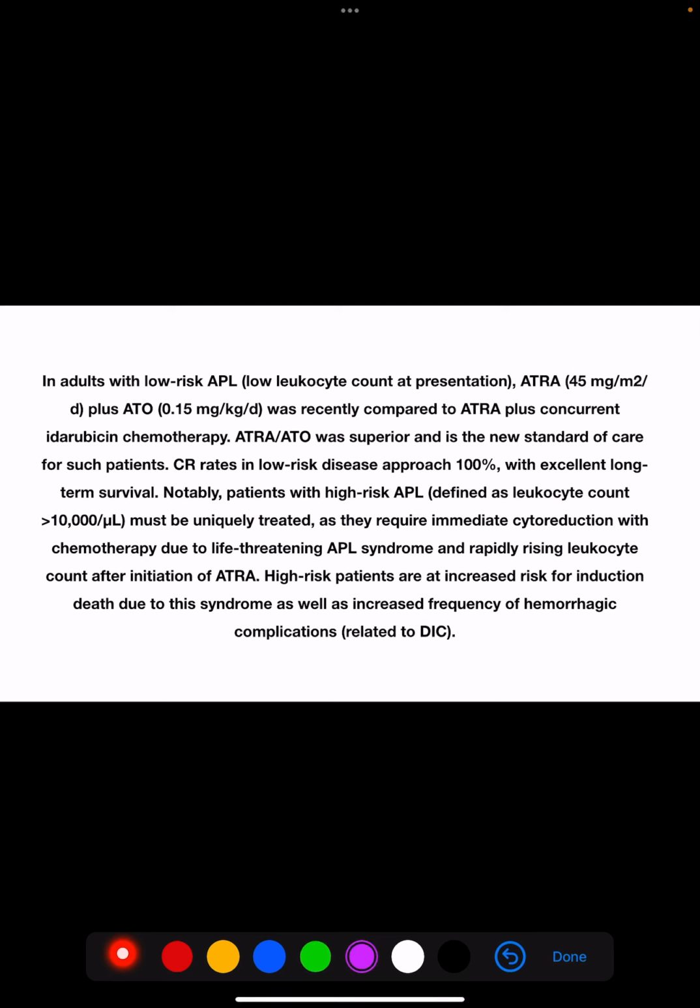In adults with low-risk APL, that is, those with a low leukocyte count at presentation, all-trans retinoic acid plus arsenic trioxide is superior compared to all-trans retinoic acid plus concurrent idarubicin chemotherapy.